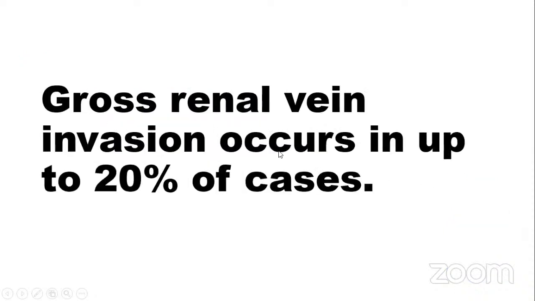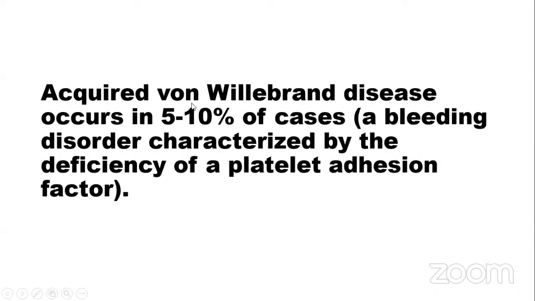Gross renal vein invasion occurs in up to 20% of the cases, and acquired von Willebrand disease occurs in 5 to 10% of the cases, a bleeding disorder characterized by deficiency of platelet adhesion factors. So 5 to 10% of the patients have acquired von Willebrand disease.